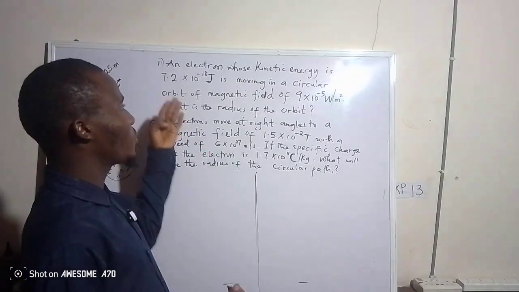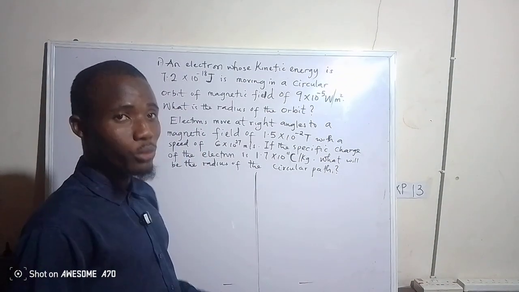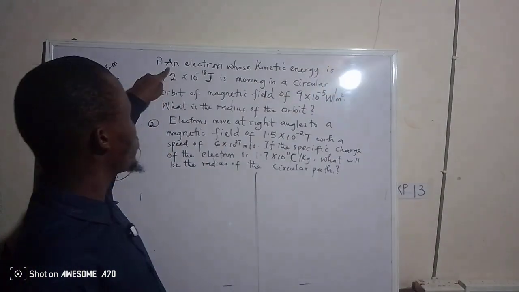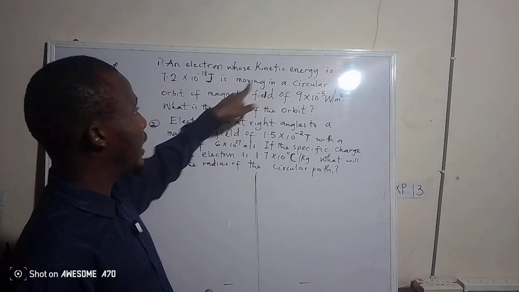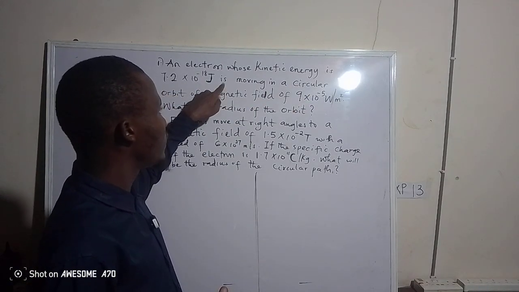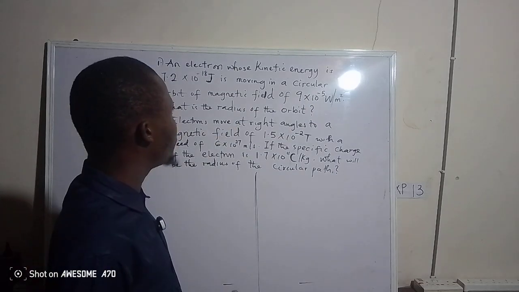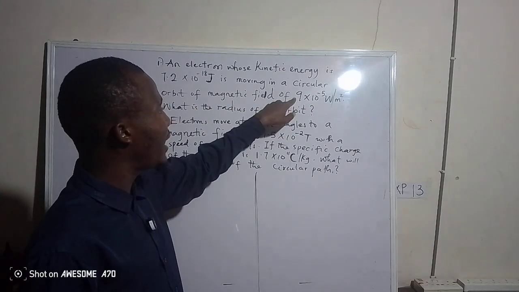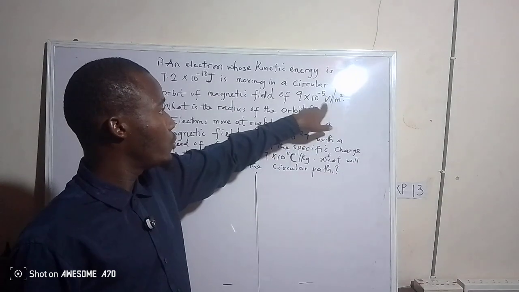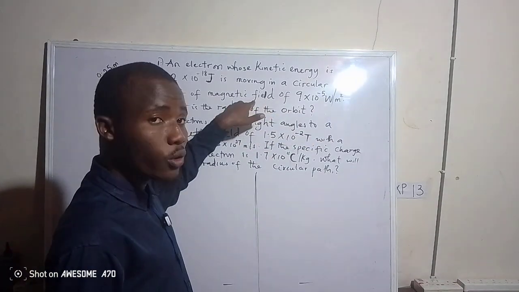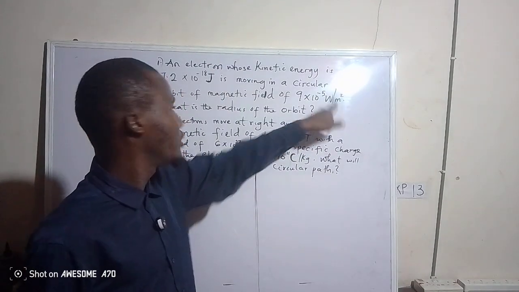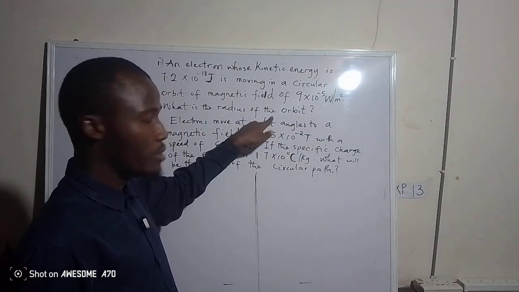So we're looking at this question under cyclotron motion, the motion of a charged particle in a magnetic field. The first question: an electron whose kinetic energy is 7.2 times 10 to the power of minus 18 joules is moving in a circular orbit in a magnetic field of 9 times 10 to the power of minus 5 Weber per meter squared. Another unit for magnetic field or magnetic flux density aside from Tesla is also what? Weber per meter squared. What is the radius of the orbit?